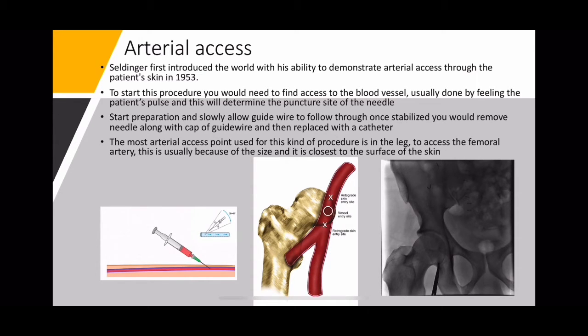Starting preparation, slowly allow the guide wire to follow through. Once stabilized, you would remove the needle along with the cap of the guide wire and then replace it with a catheter. The most common access point used for this kind of procedure is in the leg, to access the femoral artery. This is usually because of its size and because it is closest to the surface of the skin.